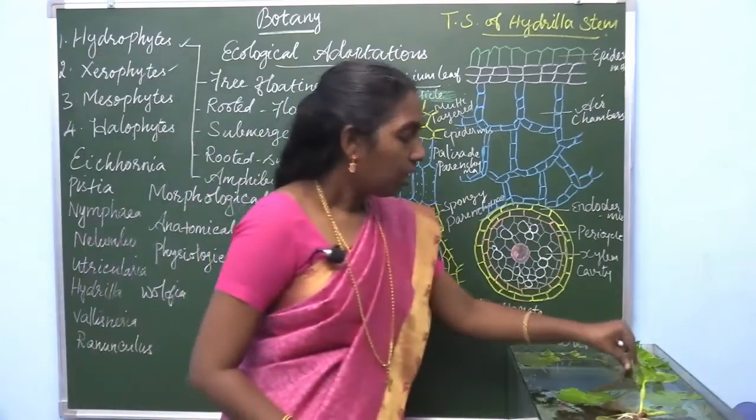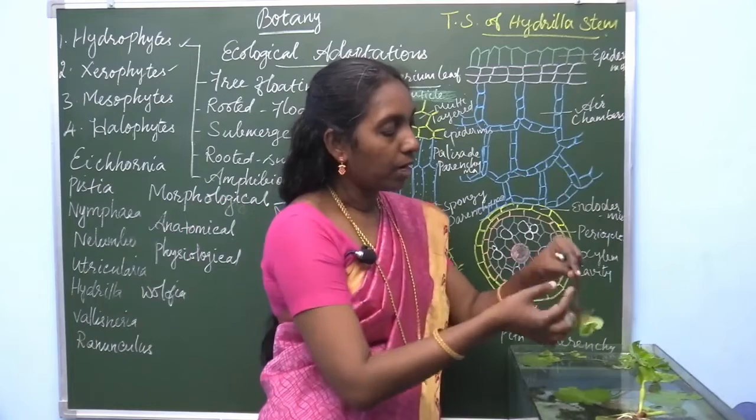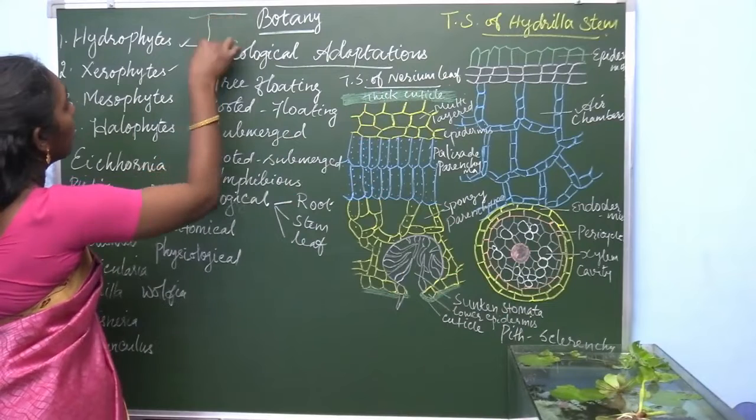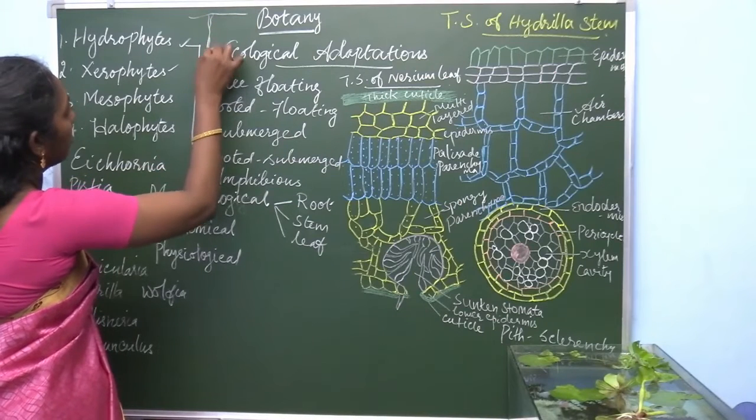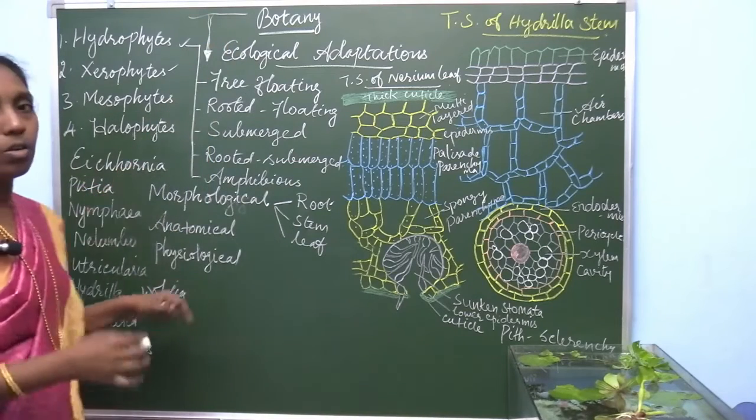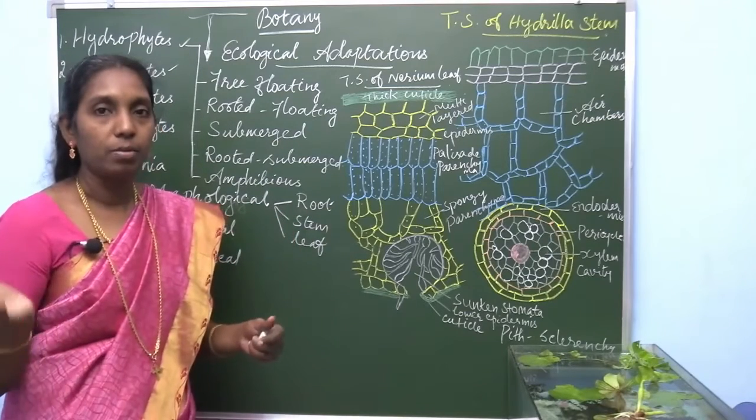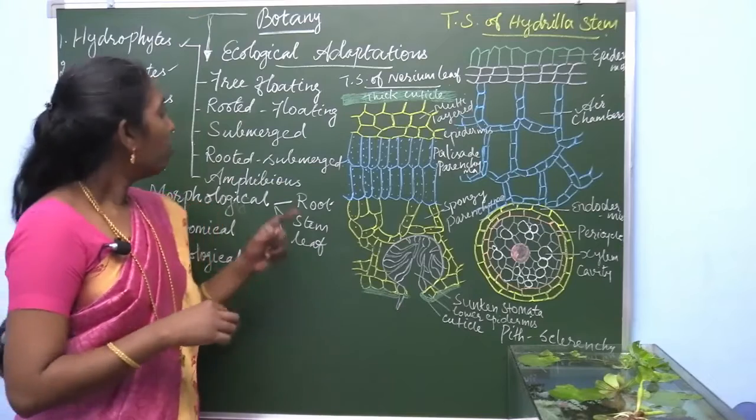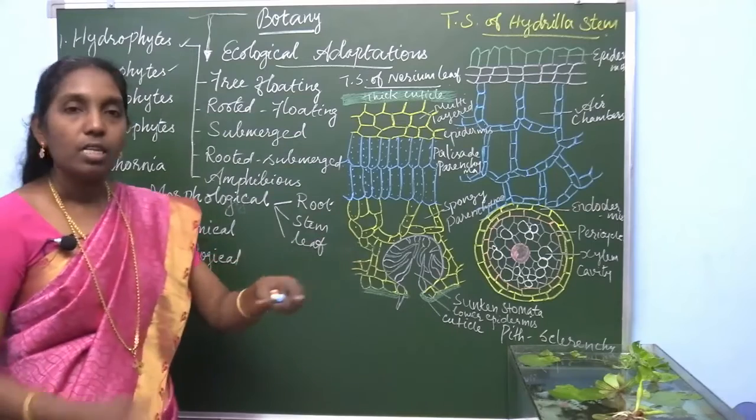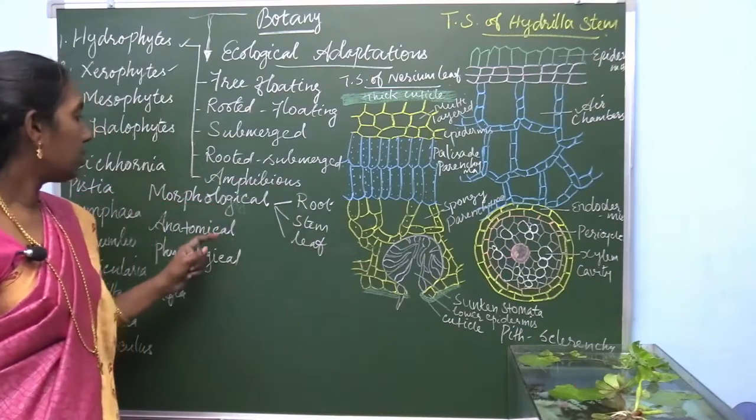And in the root there is a specific character: the root cap is replaced by a root pocket. Here the root contains a root pocket. In hydrophytes, the root cap is replaced, whereas in mesophytic plants the root cap is present. The stem is long, slender, or stolon stems are seen in these plants.